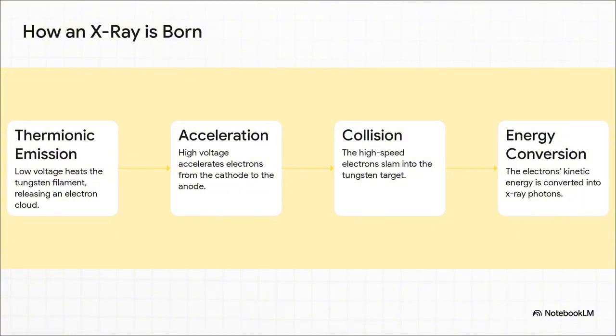That's called thermionic emission. Then, a super high-voltage circuit acts like an electromagnetic cannon, launching these electrons at nearly the speed of light towards a small metal target. And when they slam into that target, bam! That violent collision converts all their speed and energy into a powerful burst of X-ray photons.